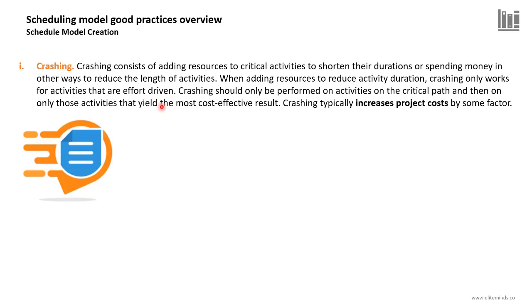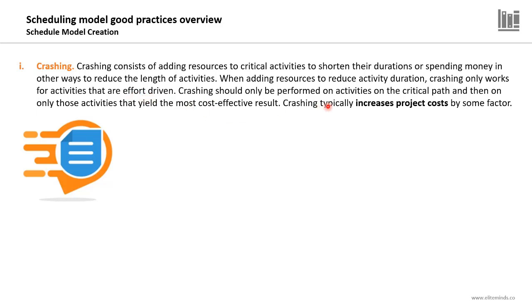So for crashing, I got one question in my PMI-SP exam. Crashing consists of adding resources to critical activities to shorten their durations or spending money in other ways to reduce the length of activities. So simply, crashing trades duration for cost. We want to pay more, add resources, and invest more to shorten the duration of the activities. When adding resources to reduce activity duration, crashing only works for activities that are effort driven, not duration driven.